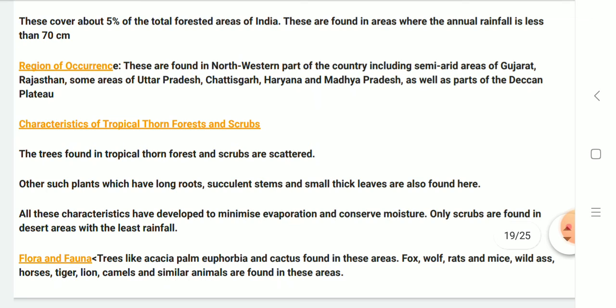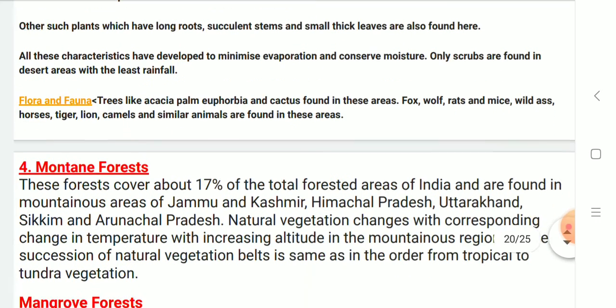Other such plants which have long roots, succulent stems and small thick leaves are also found here. All these characteristics have developed to minimize evaporation and conserve moisture. The flora and fauna include trees like acacia, palm, euphorbia and cactus. Fox, wolf, rats and mice, wild ass, lions, camels and similar animals are also found in these areas.